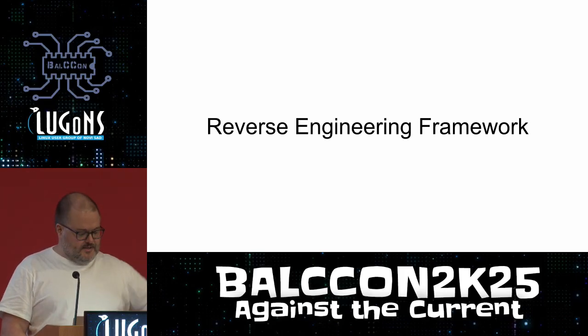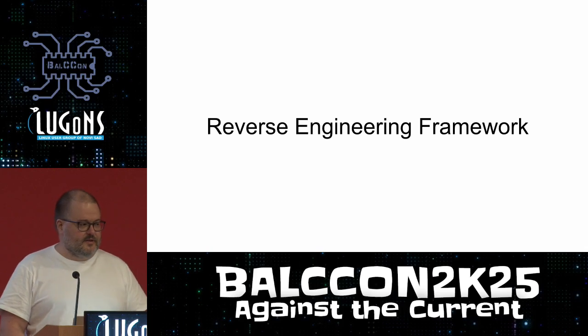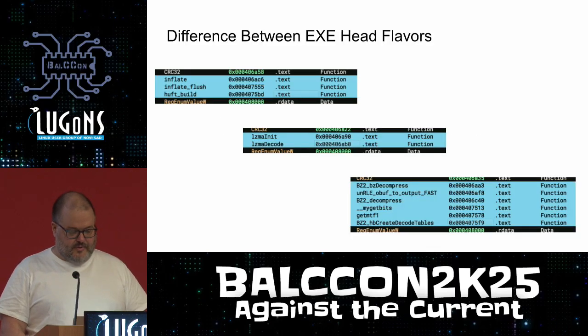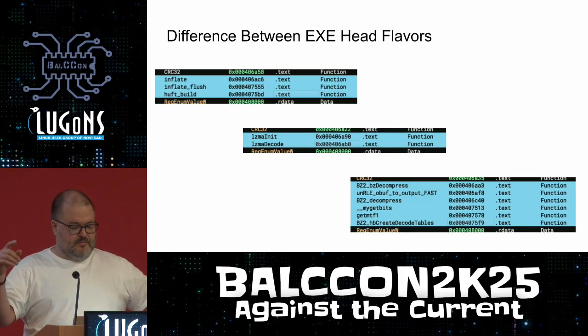And so then the next step is to make a reverse engineering framework. So the NRS was the one that goes with IDA, but I don't use IDA. I use Binary Ninja, so I needed one that works with Binary Ninja. And so I've begun the process of creating a full-featured reverse engineering framework. And so the first thing you notice is you need to understand the difference between the different exe heads.